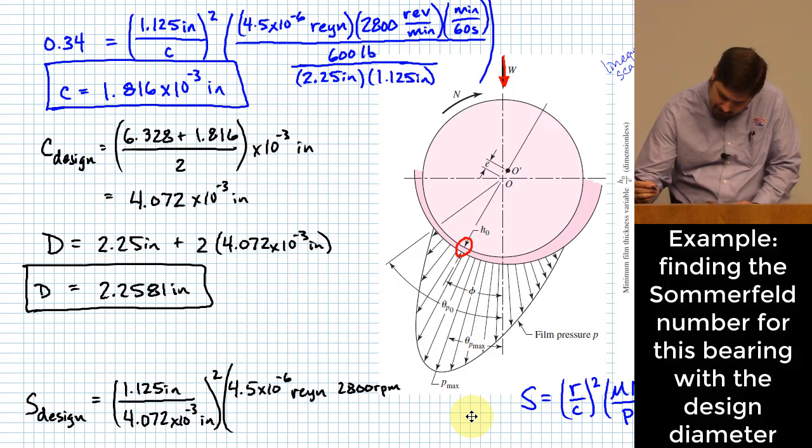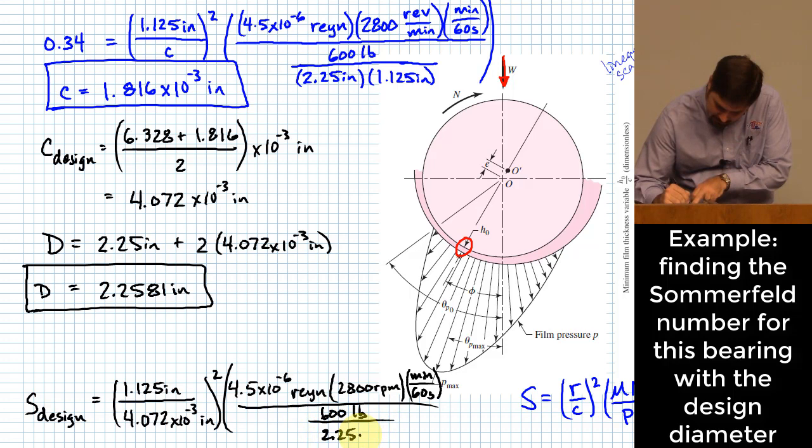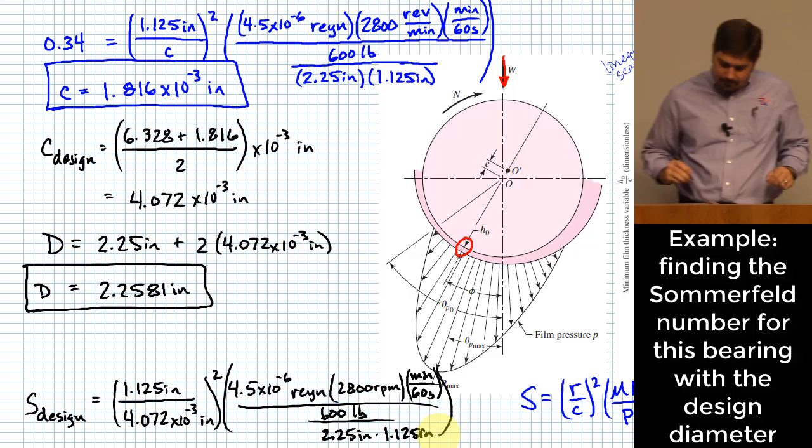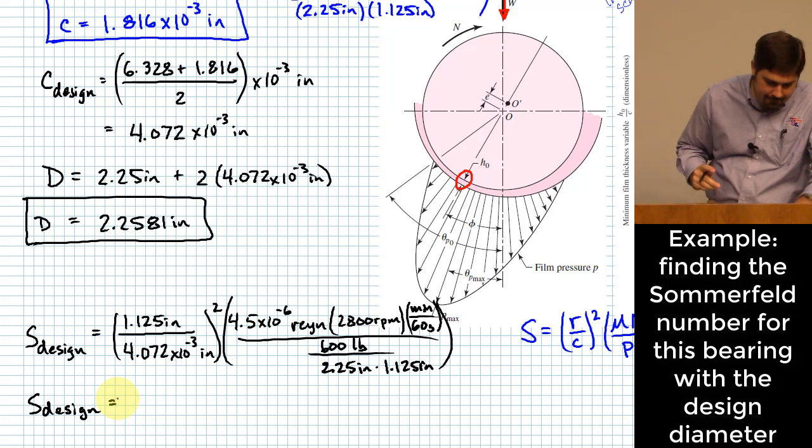times, up here, we have 60 seconds in a minute, and then all this over 600 pounds over 2.25 inches times 1.125 inches. All right. And that Sommerfeld number we end up with is 0.0676.